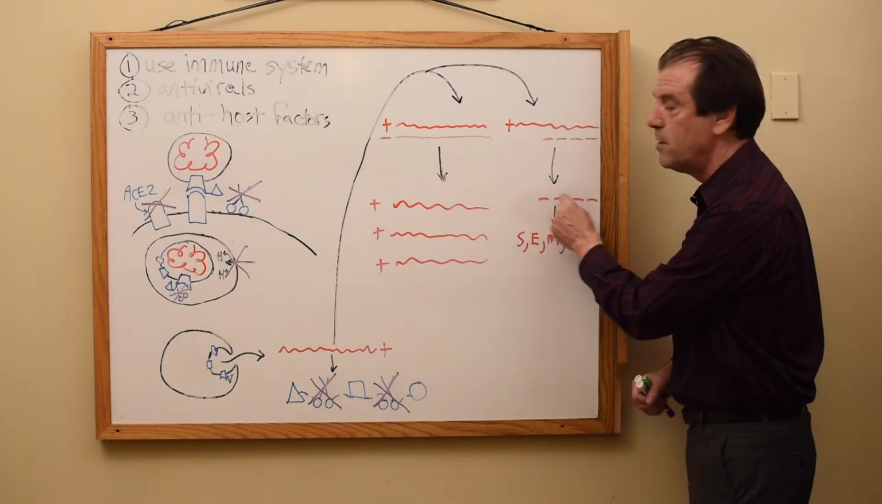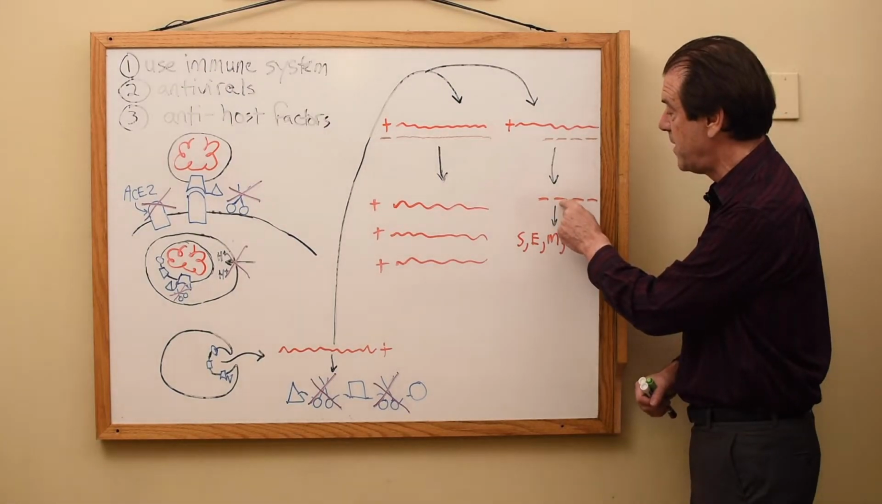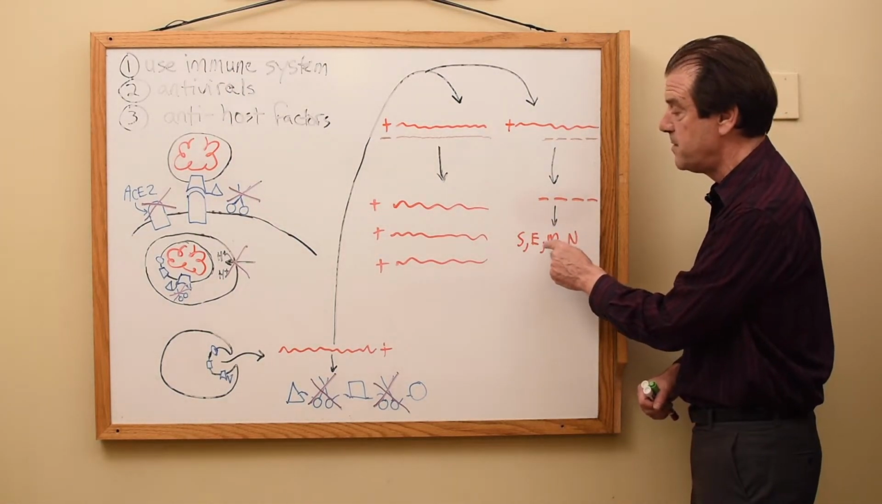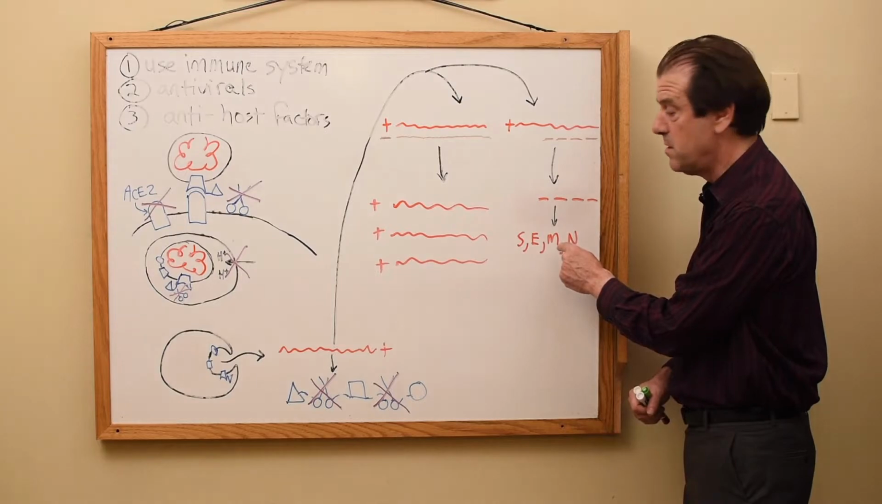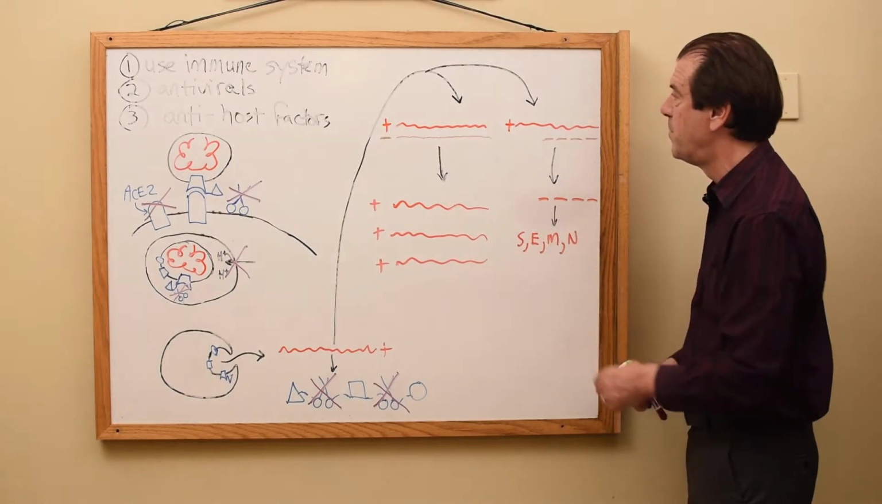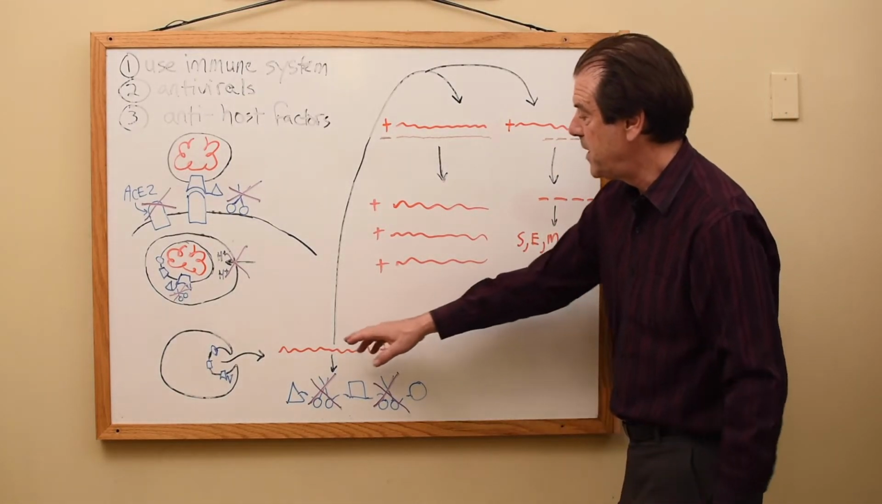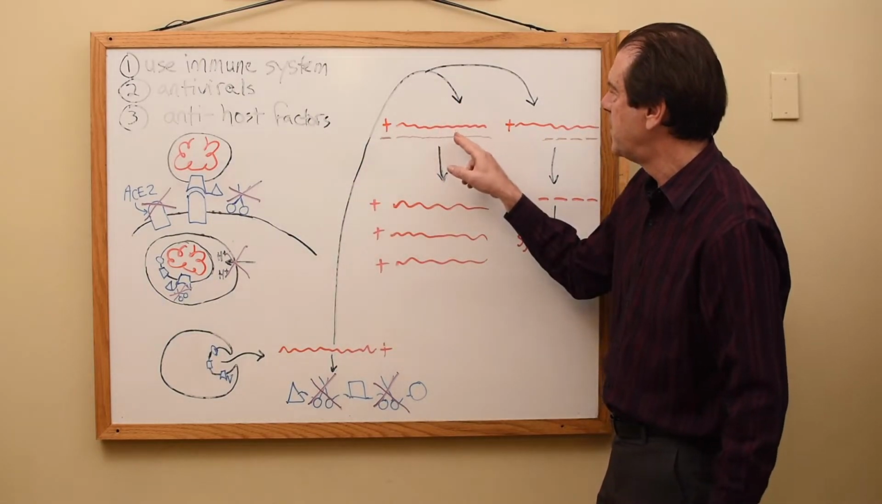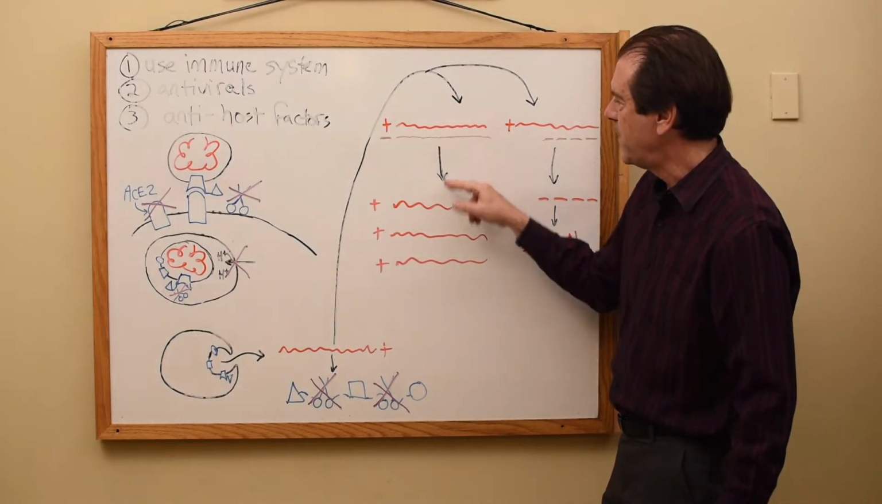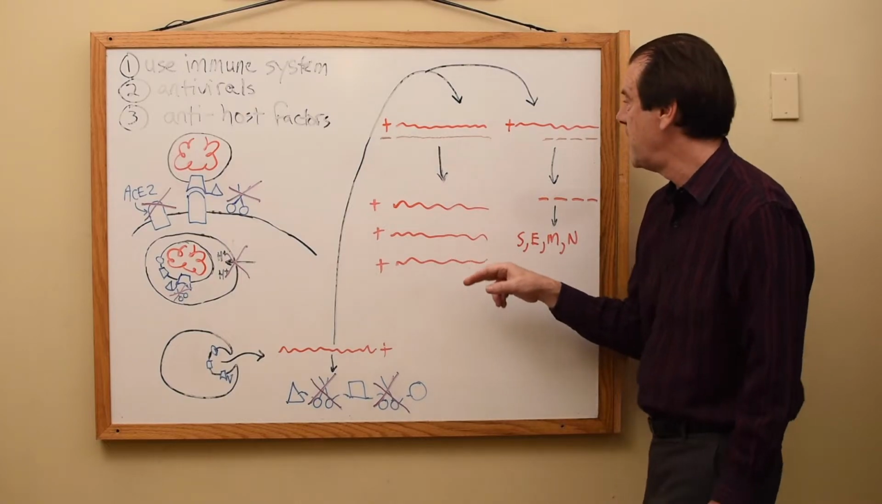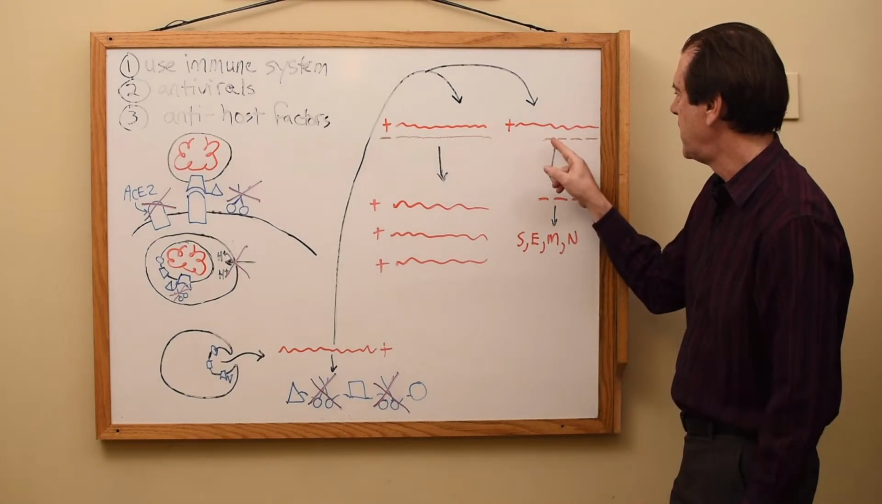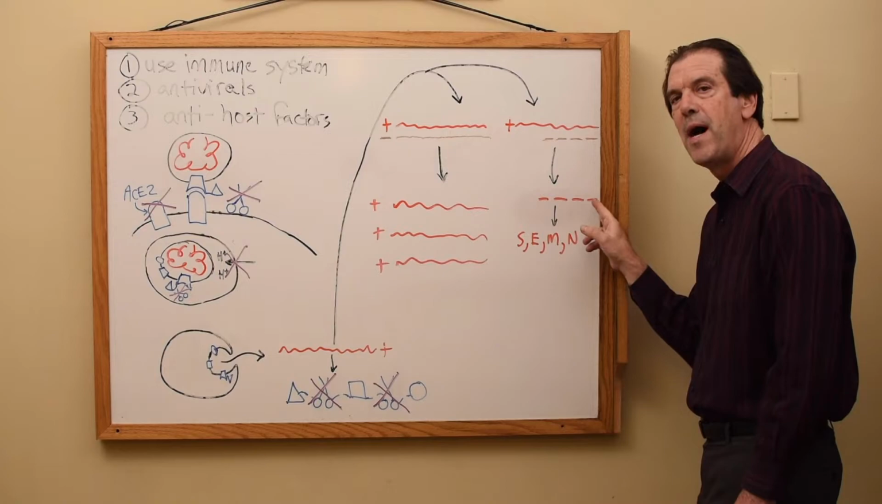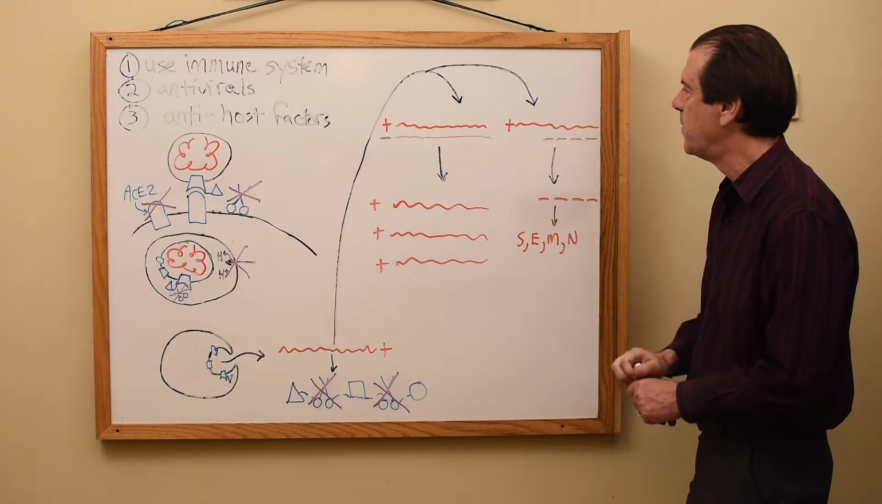Now, in addition, you make these short negative strands that are copied again to make short positive strands, and these are then RNAs that express the major structural proteins of the virus, the S, E, M, and N protein. And these events here, the making of the negative strand, and then the copying of the negative strand to make positive strands, and then the production of short negative strands, and from them short positive strands for producing these proteins.